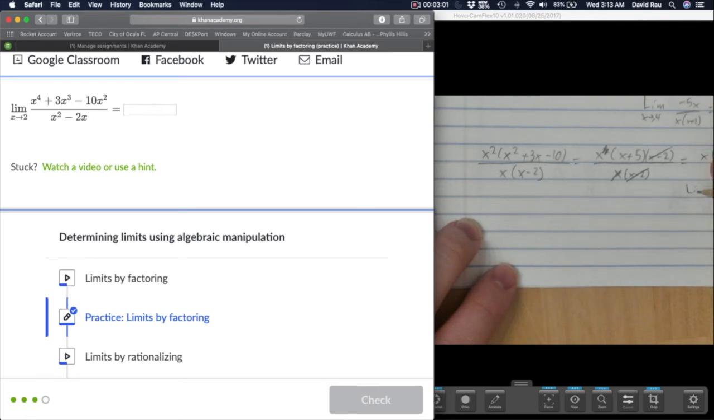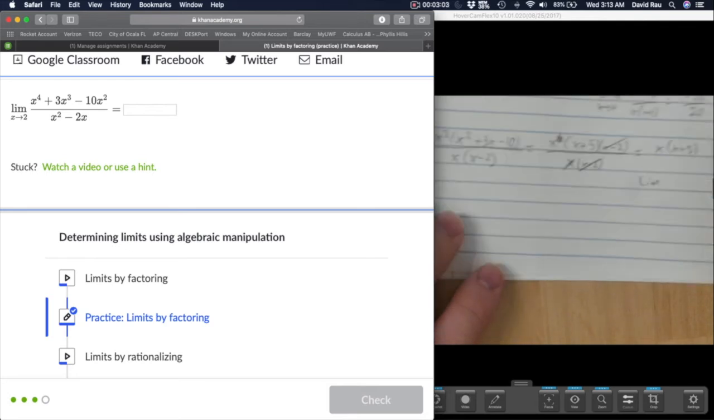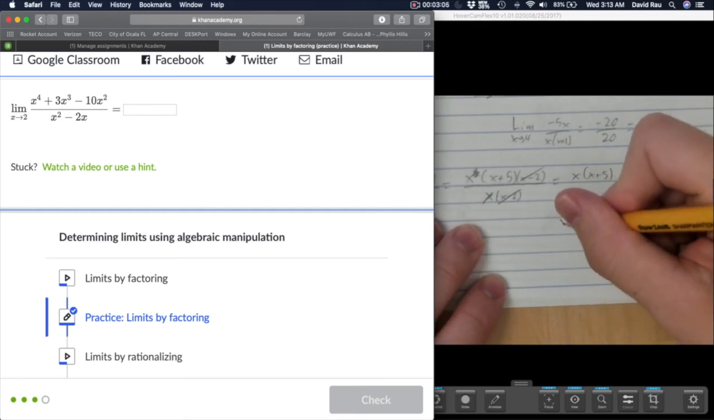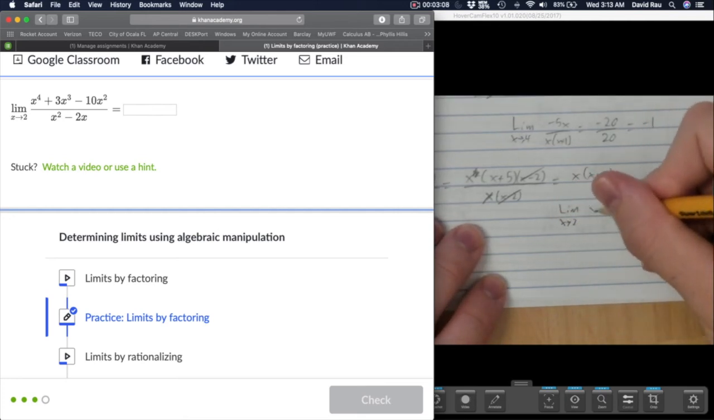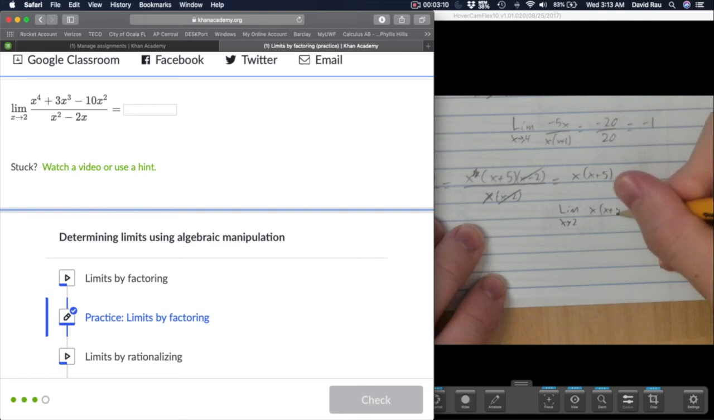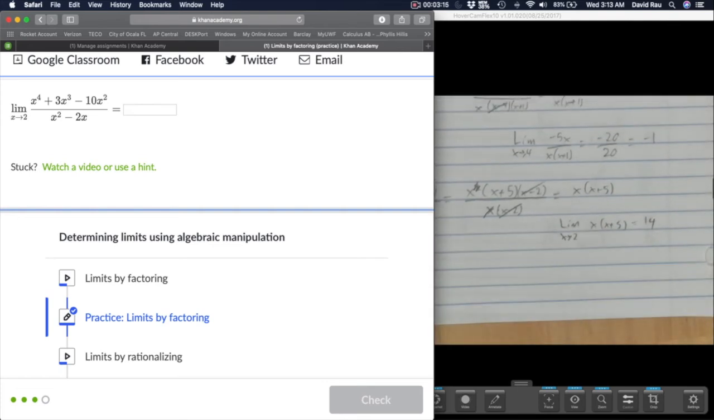So now let's try the limit at the same place of our simplified form. And when I plug in 2, this time I get 2 times 7, so my answer is 14.